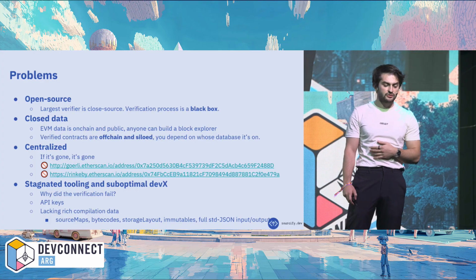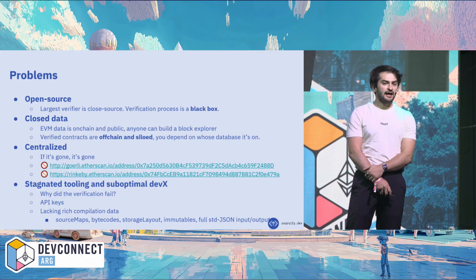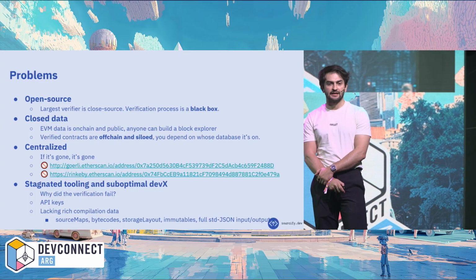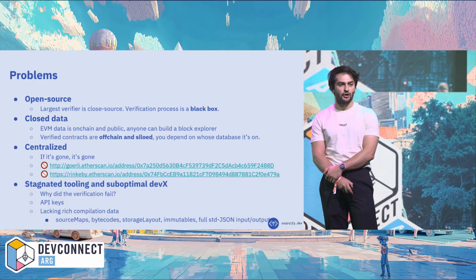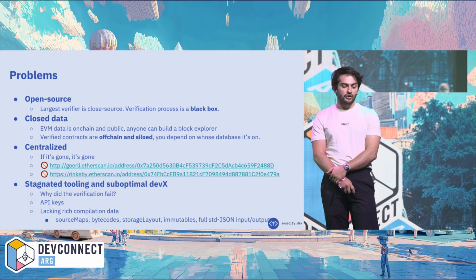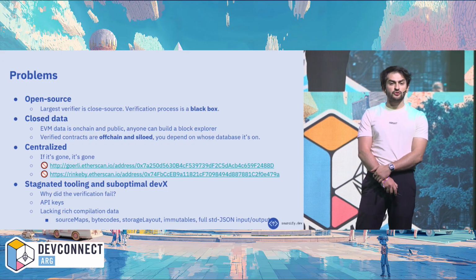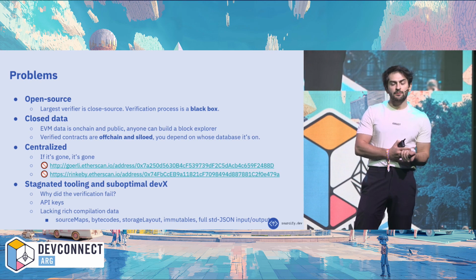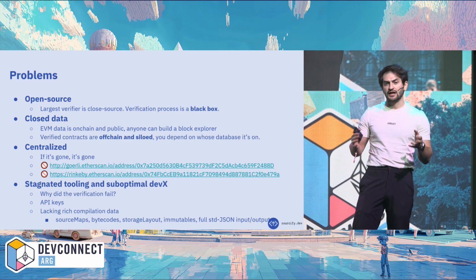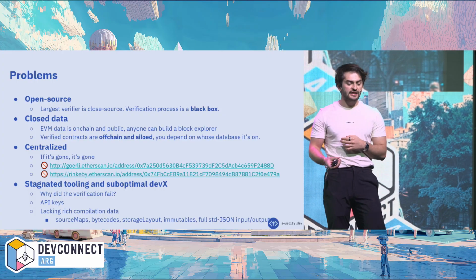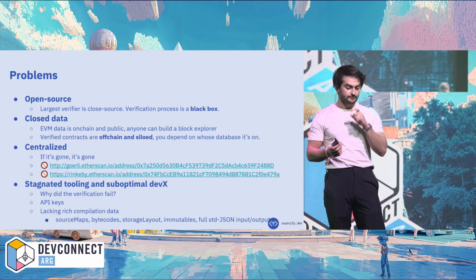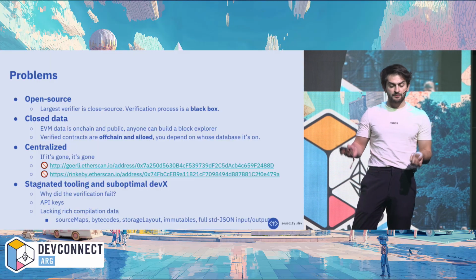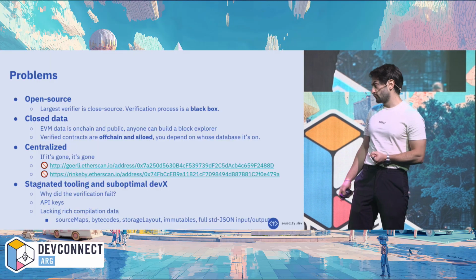The last point is about tooling and the suboptimal DevX. I guess many of you here try to verify a contract once in a while, and it is not fun. It's difficult to know why it fails, what went wrong. You need to get API keys. We can do much better in terms of what we provide to developers and tooling. The current APIs have been there for a while, and they haven't improved. We can actually provide much more data, like source maps, bytecodes, storage layouts, immutables, and the complete standard JSON input and output for better tooling.